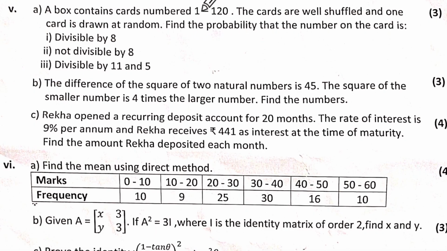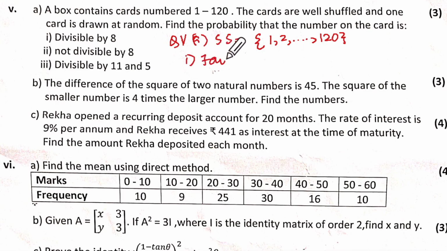A box contains cards numbered 1 to 120. So that is going to be your question 5 and A part. And we will say sample space is going to be 1, 2, up to 120. Okay, and one card is drawn at random. Find the probability that the number. So in the first one, favorable outcomes are going to be, you have to show the set brackets. Okay, remember, if the paper is easy, correction will be difficult.